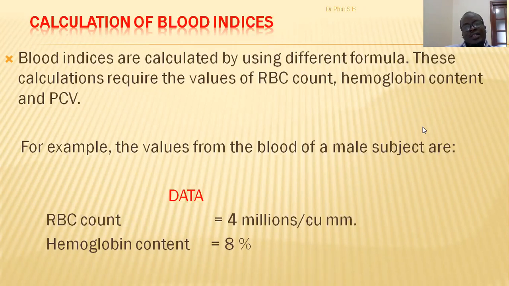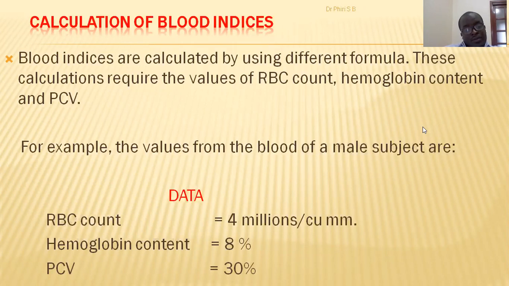Under normal circumstances, you know that on average, the normal hemoglobin content should be between 14 to about 16, depending on the sex again. Males have more hemoglobin content as compared to females. So in males, it's more, females, it's less. On average, a normal person should have a hemoglobin content of about 15 or 15%.